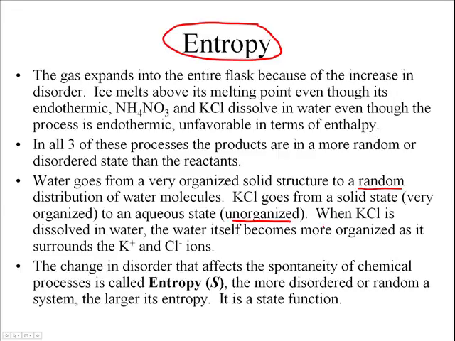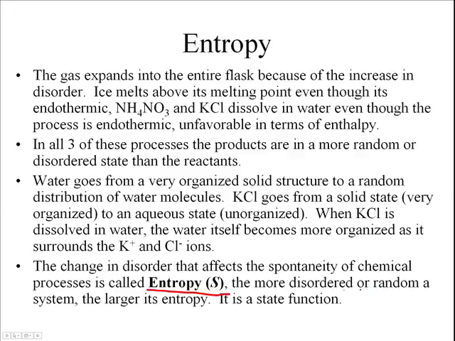When you put that KCl in water, the water itself becomes more organized because it's now surrounded by the K and chlorine ions. And all of this change in disorder that affects the spontaneous chemical processes is called entropy. Entropy. There we go. I want to cross it out there for you. Okay. Now, a couple things about entropy. Notice first of all, the letter that they use for entropy is a capital S.